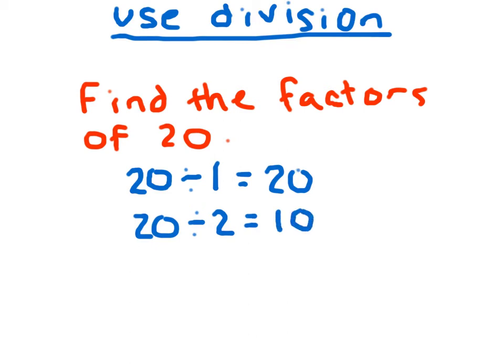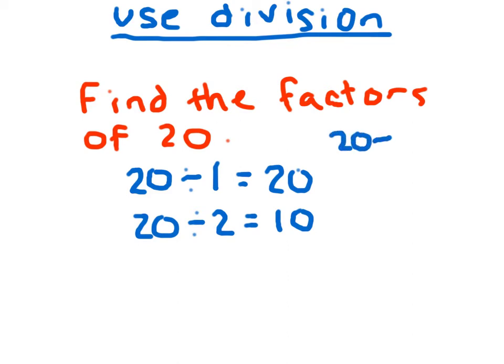Is 20 divisible by 3? That means does 3 go into 20 evenly? Okay, if we use our strategy and approach, 2 plus 0 is 2, and 2 is not divisible by 3, so 20 is not divisible by 3.